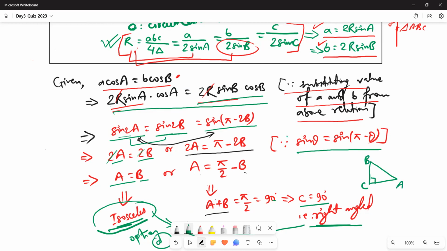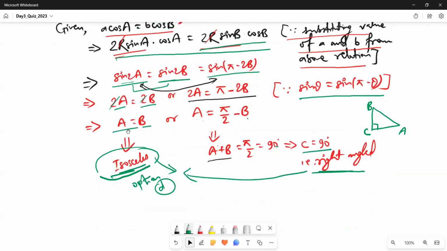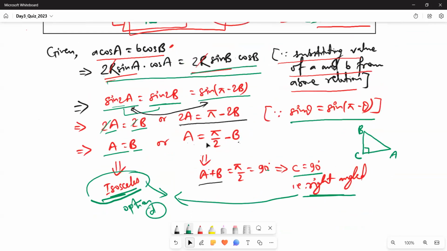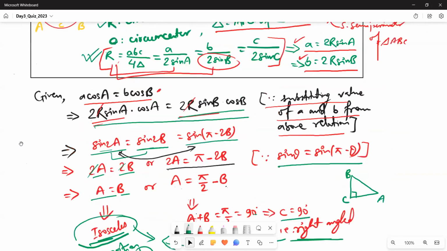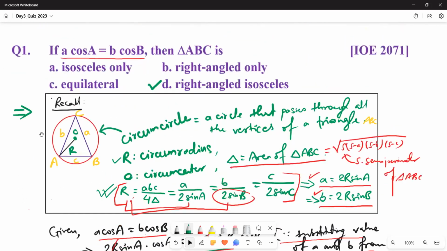So when C is 90 degrees, the triangle is a right angle triangle. From the solution, what we can see is that when angle A is equal to B, we have the isosceles triangle case. And when 2A is equal to pi minus 2B, that is A plus B is equal to 90 degrees, we have the right angle triangle case. Now look at the options.